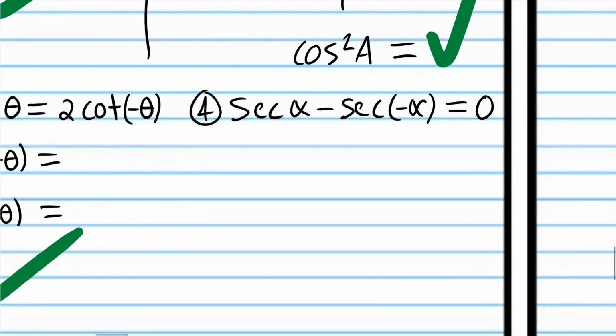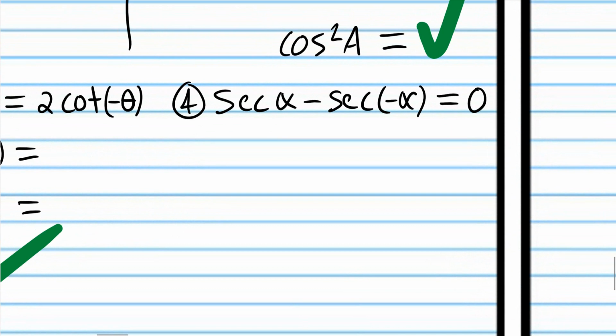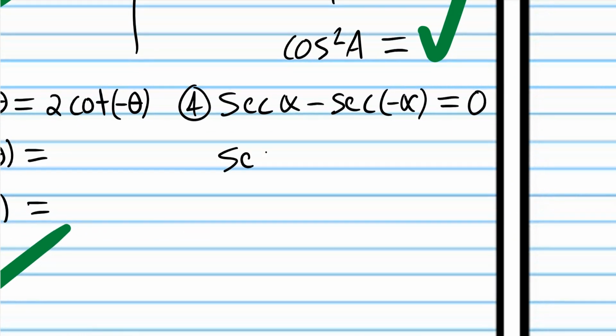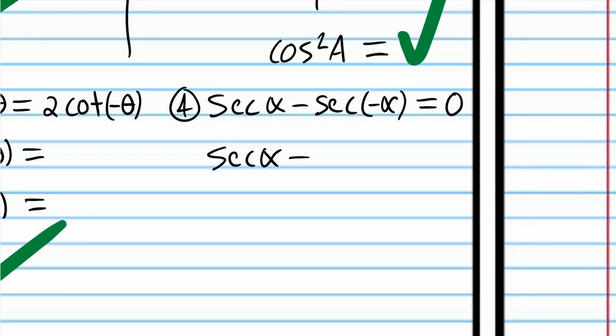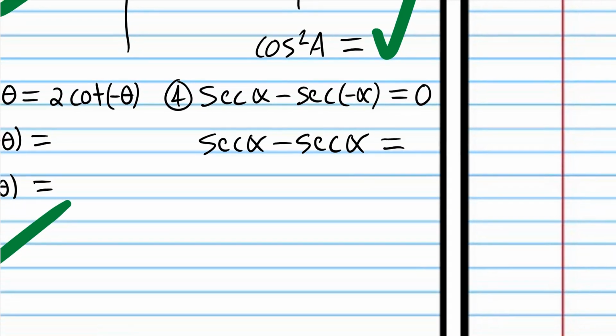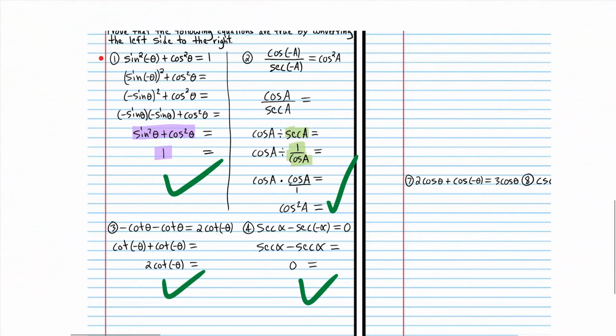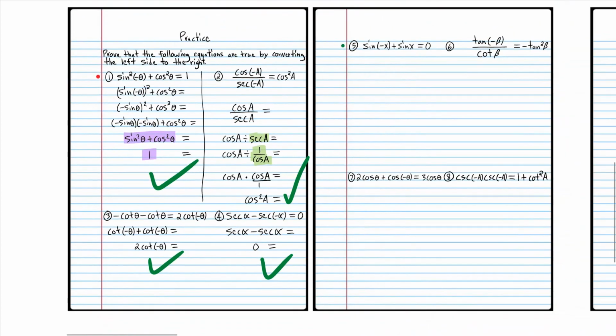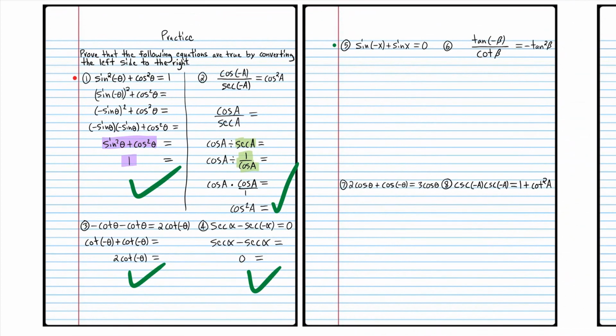Okay, let's do one more of these before you try one on your own. Again, with secant and cosine, the negatives inside the angle just disappear. So we're left with secant of the positive angle. And secant alpha minus secant alpha is 0, so we proved it. So I want you to try number 5. And when you come back, we'll do it together.